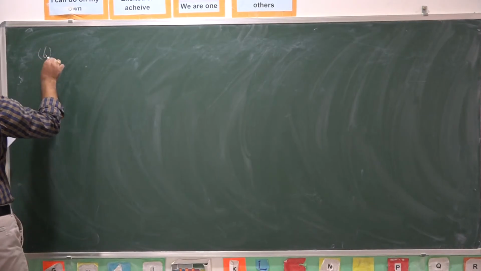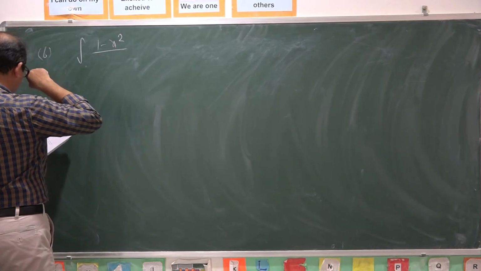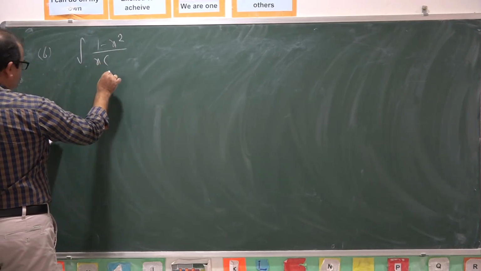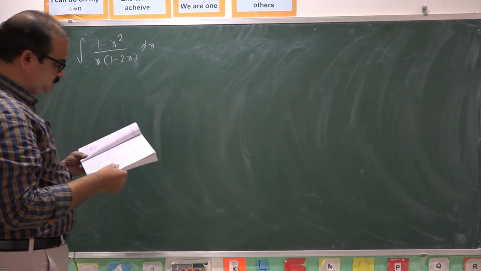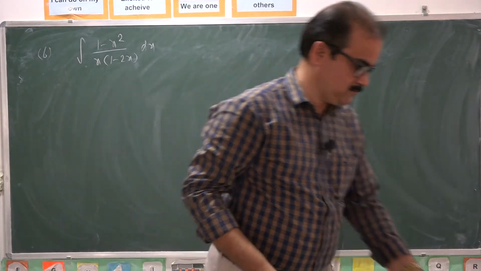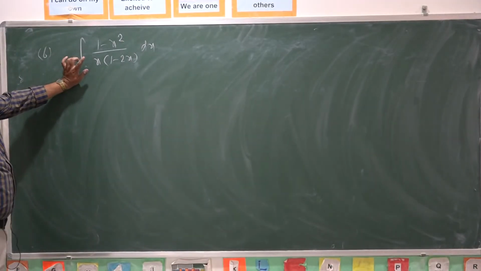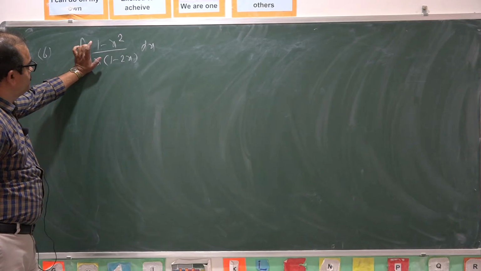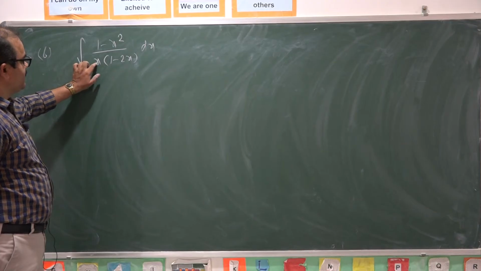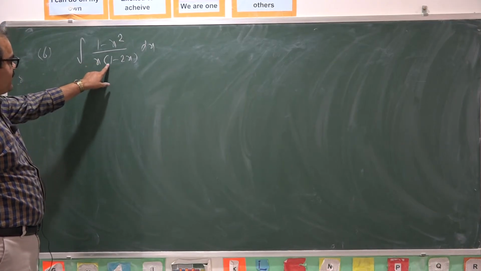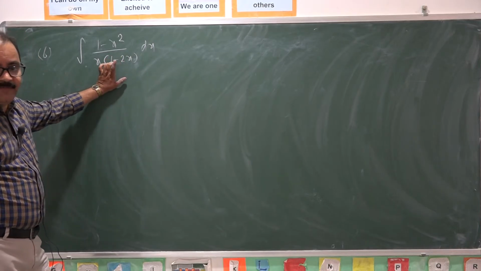Sixth one, integral 1 minus x square by x into 1 minus 2x into dx. Now see here, what is the degree of numerator? 2. Degree of denominator, if you take x into bracket, we get x minus 2x square. So degree of denominator is also 2.